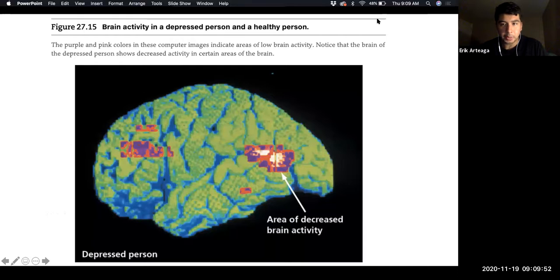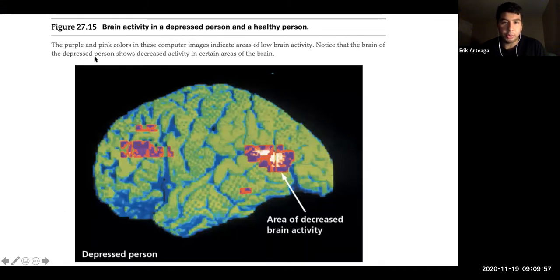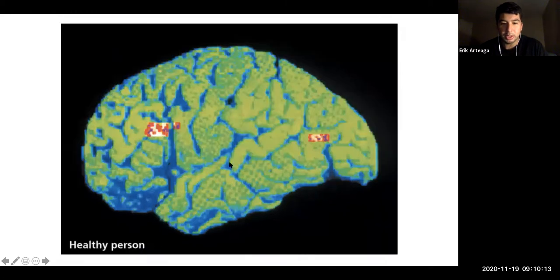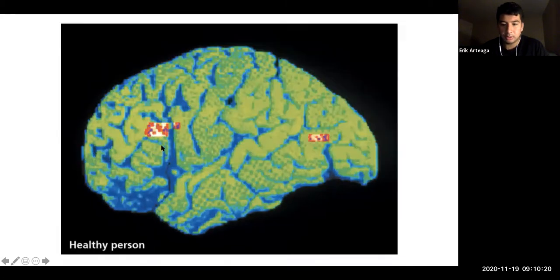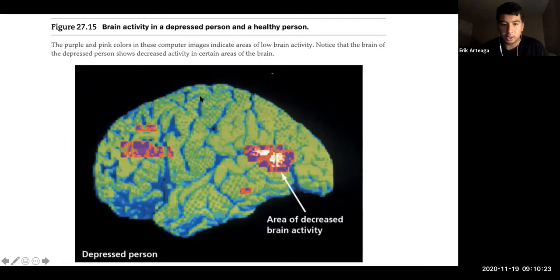So, brain activity. The purple and pink colors in these computer images indicate areas of low brain activity. Notice that the brain of the depressed person shows decreased activity in certain areas of the brain. So this area of decreased activity is a depressed person. Here we have a healthy person, so areas of normal activity, right? Area of decreased activity, and then boom, healthy person here. So you can actually see depression in a CAT scan.